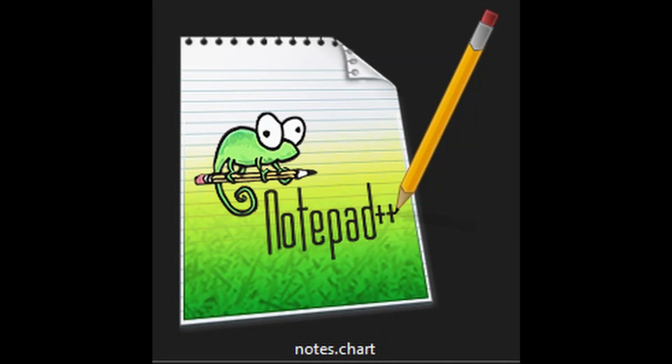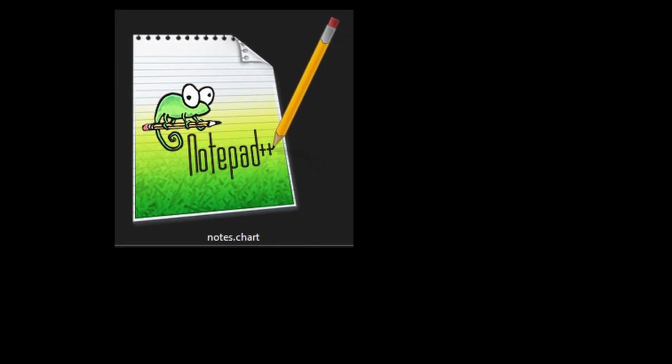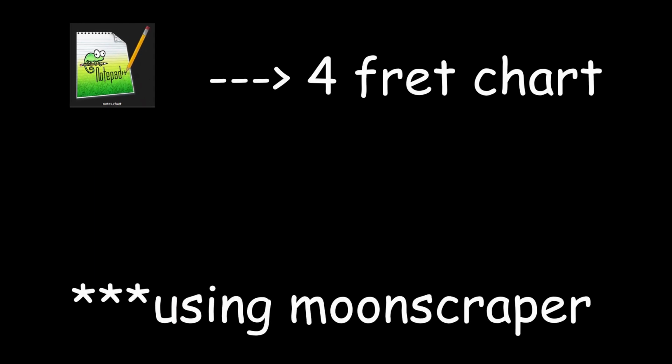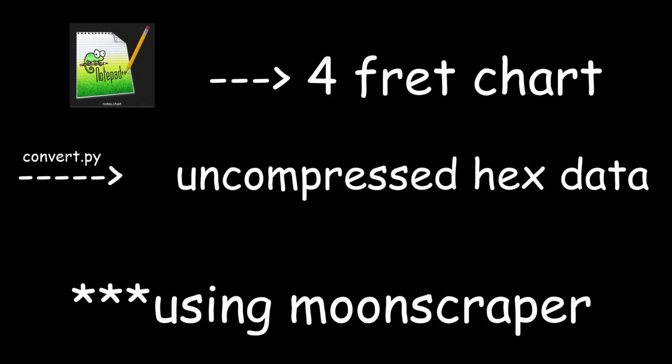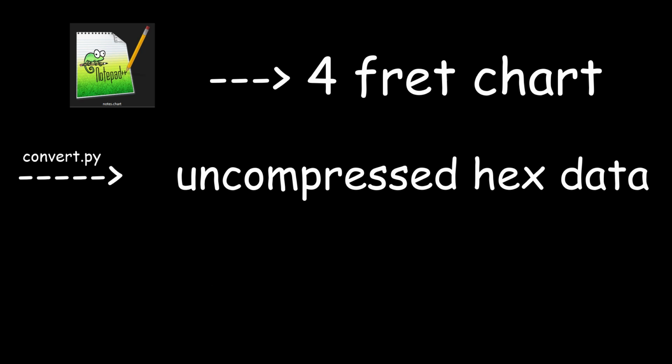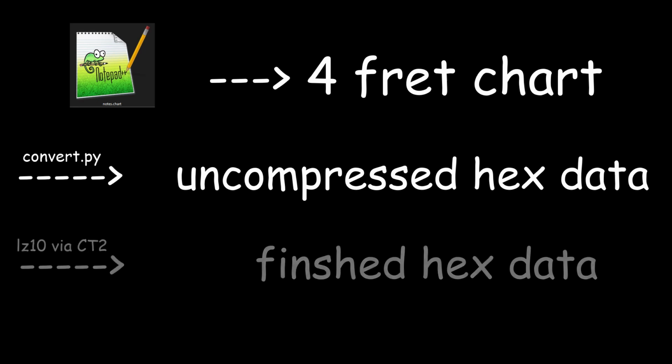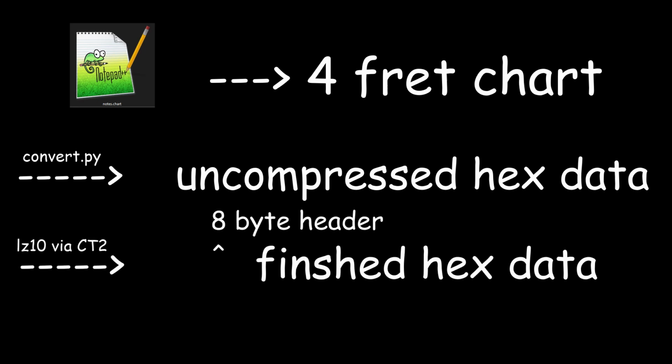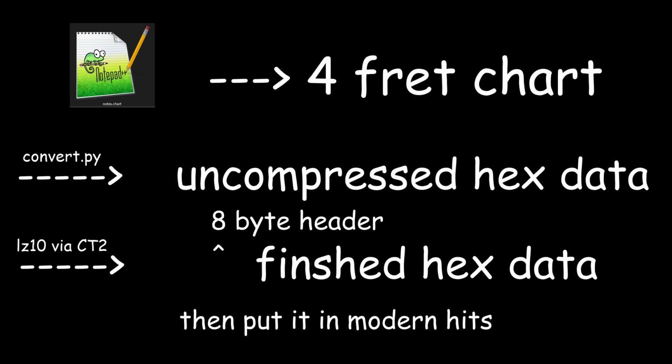We're going to start with the chart format that everyone knows and loves from Clone Hero and GH3, and we're going to pre-process it using the script that I wrote. Then, we're going to run that script to create the uncompressed hex data. That hex data is going to be fed into a compression algorithm, and we're going to attach a header after the compression algorithm so that the game is able to understand the file. And finally, we're going to be able to insert the chart into the game's ROM itself.